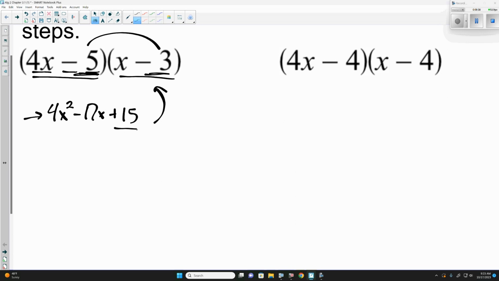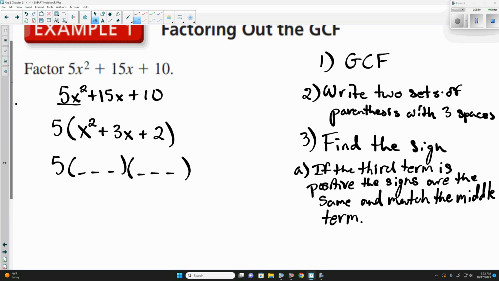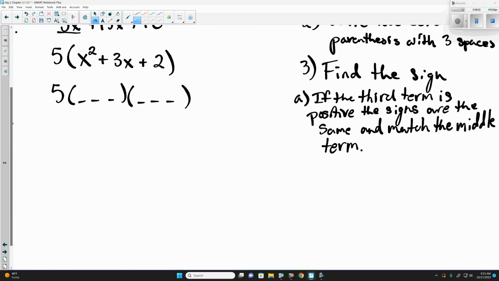Because if we multiply two positive numbers together, a positive times a positive is still a positive. A negative times a negative is a positive. They're the same. So when we factor, if this third term is positive, it's telling us the signs have to be the same. They're either both going to be positive or both going to be negative.